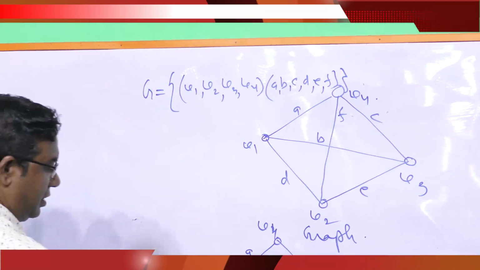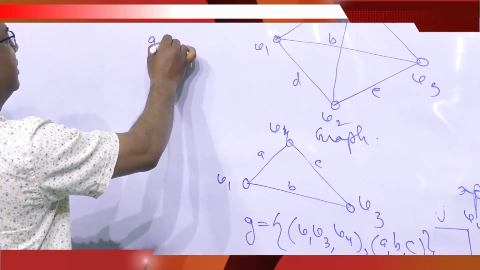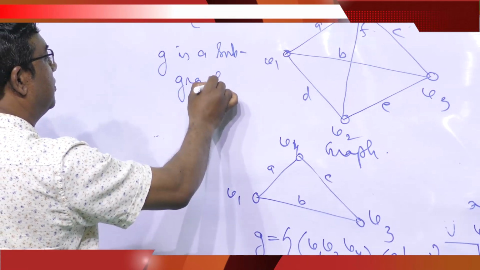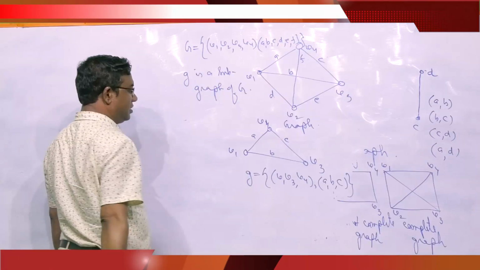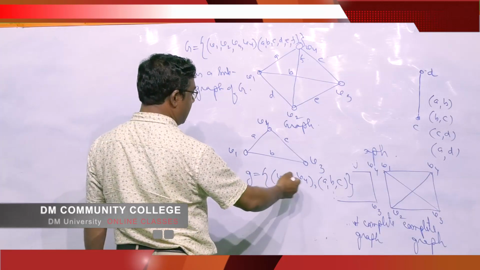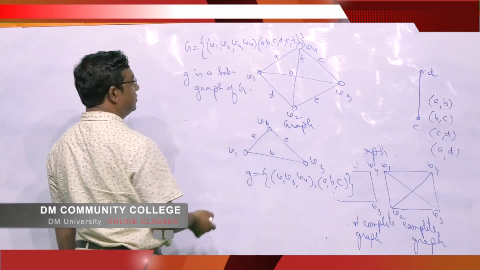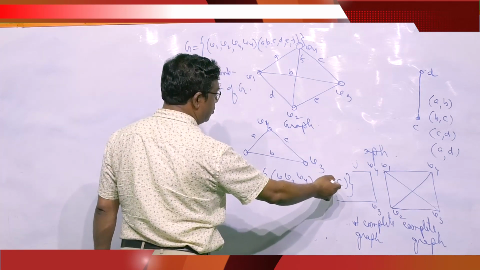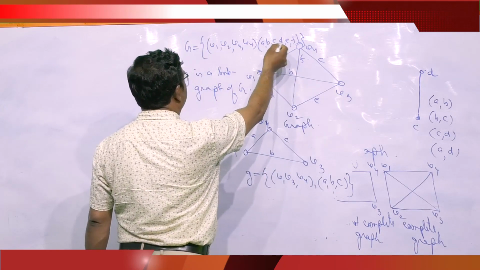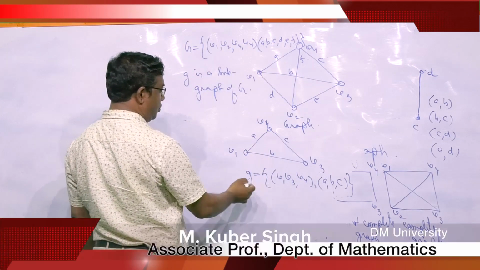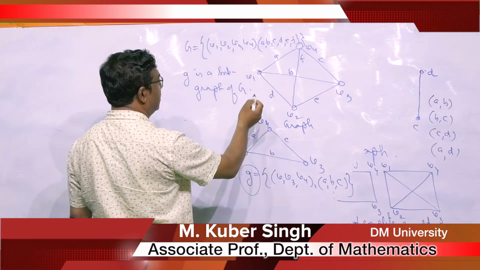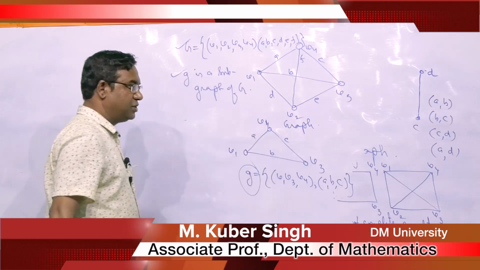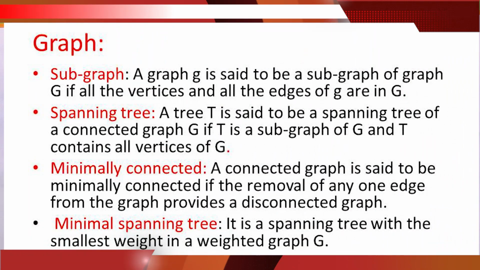Here, this graph G' is a subgraph of G, since all the vertices belong to the graph G, and all the edges are also members of the graph G. Therefore, this graph is a subgraph of this graph. This is the definition.